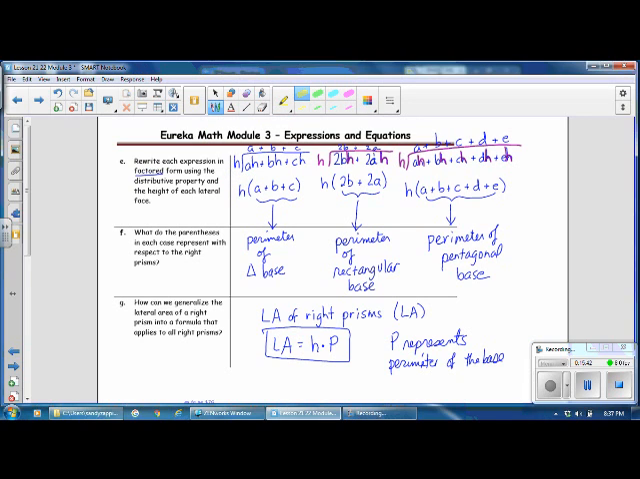Again, the lateral area is the height times the perimeter of the base. The lateral height of right prisms can be found by multiplying the height times the perimeter of the base.